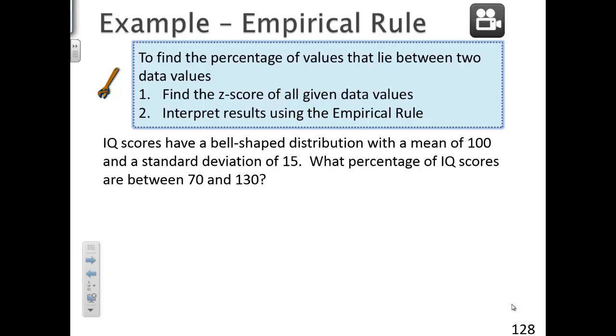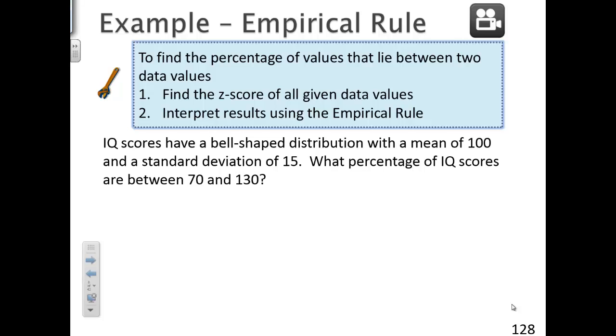In this example, we're going to look at the empirical rule. To find what percentage of values lie between two data values, we're first going to find the z-score of the two given data values, and then we'll interpret the results using the empirical rule. The empirical rule says that within one standard deviation there's 68%, within 2 standard deviations there's 95%, and within 3 standard deviations there's 99.7%, which is almost 100%.